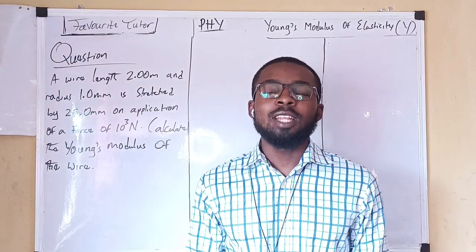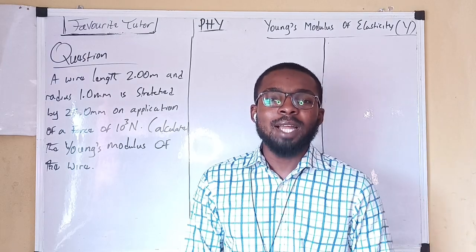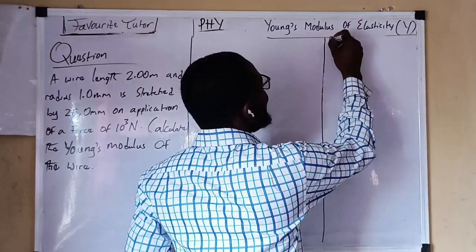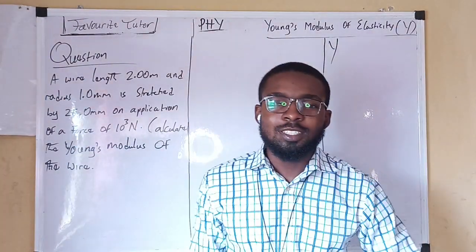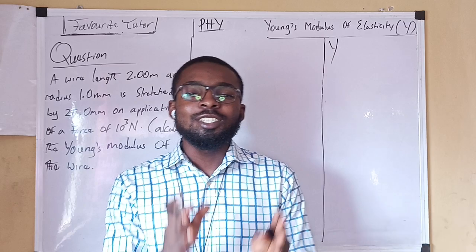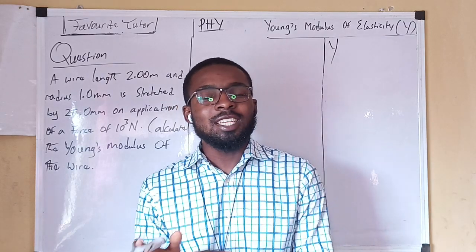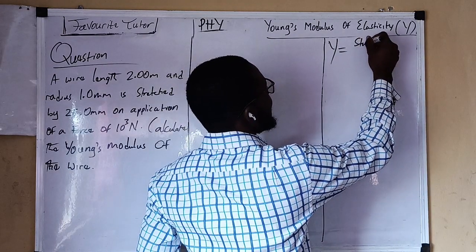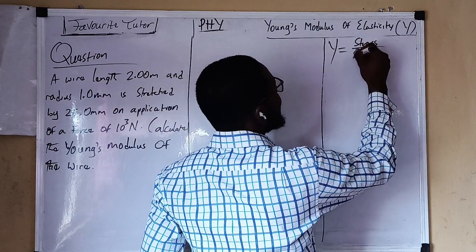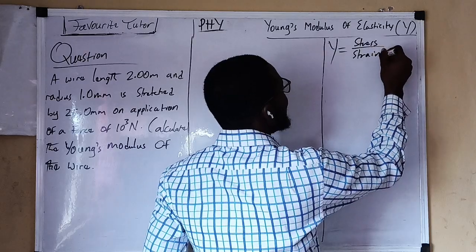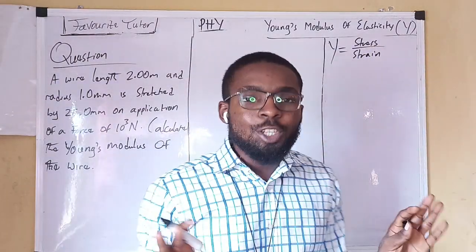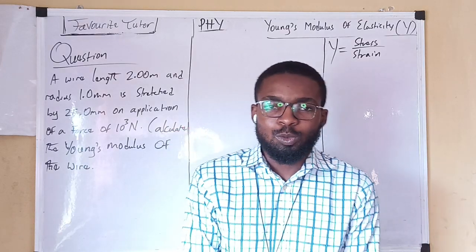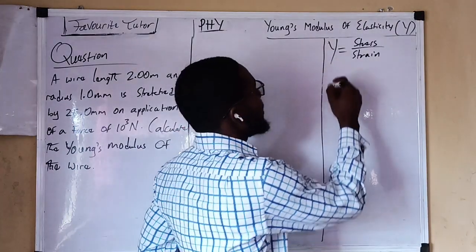Okay, still on elastic properties of solids. Today we'll be talking about Young modulus of elasticity. Young modulus is the ratio of the tensile stress on a material to the tensile strain on it. So, Young modulus is stress over strain. It is assumed so long as the elastic limit of the material is not exceeded.